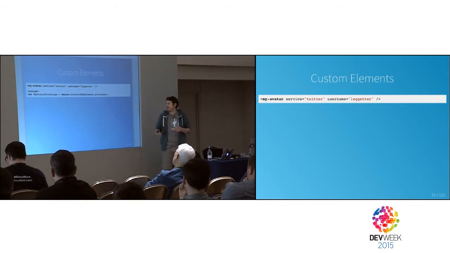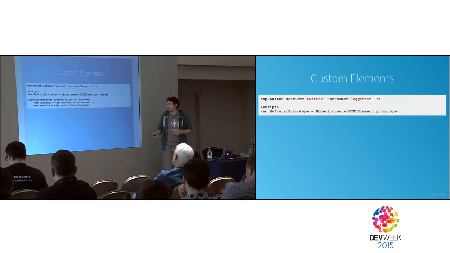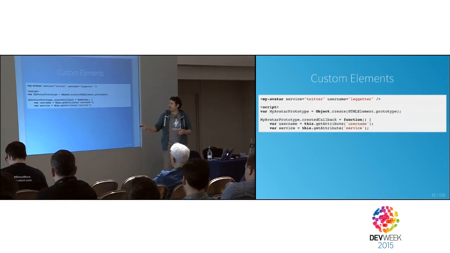So to do that, we first create a prototype based on the existing HTML element prototype. We define a created callback. So when the element is actually created, this callback is executed. I'm not quite sure why they decided to have the callback, but this is actually the standard. It is createdCallback, camel-cased, or snake-cased, however you want to call it. I don't know why they've gone with callback, but they have.